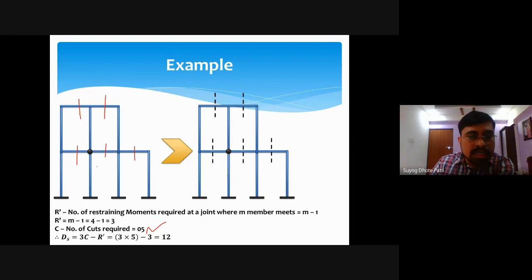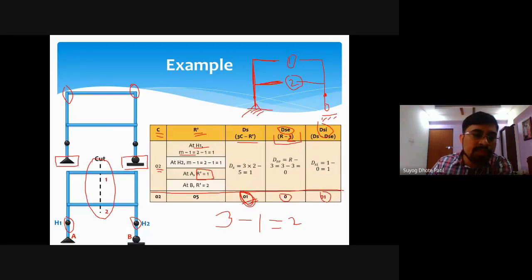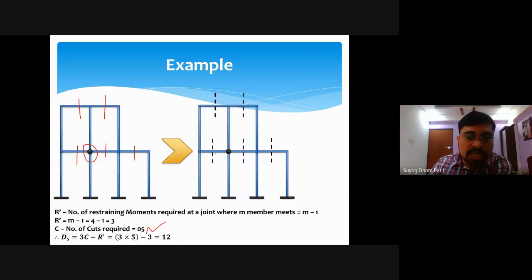Only the r dash value will come here. An internal hinge is provided, and it is connected with 4 members. In the previous problem, the internal hinge was connected with only 2 members, so it was 2 minus 1. Here the internal hinge is connected with 4 members: 1, 2, 3 and 4. So r dash is m minus 1, which is 4 minus 1, which is 3. So r dash will be 3 and C will be 5. Again directly DS is equal to 3C minus r dash. So we have 12. For this particular structure, the degree of indeterminacy is 12.